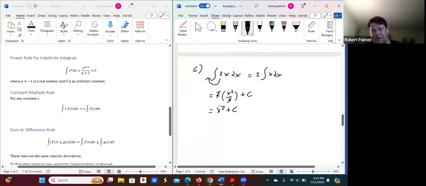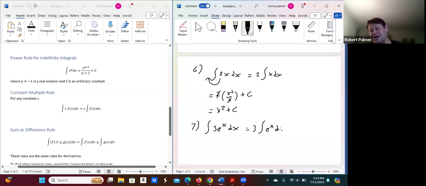Okay. All right. Let's combine this idea with a couple more. Let's do one or two more like this. So number 7, let's say we have the definite integral of 3 e to the x dx. So this, we haven't done the integral of this one yet. That's okay. So once again, the constant moves out front. And so it's going to be 3 times the integral of e to the x dx.